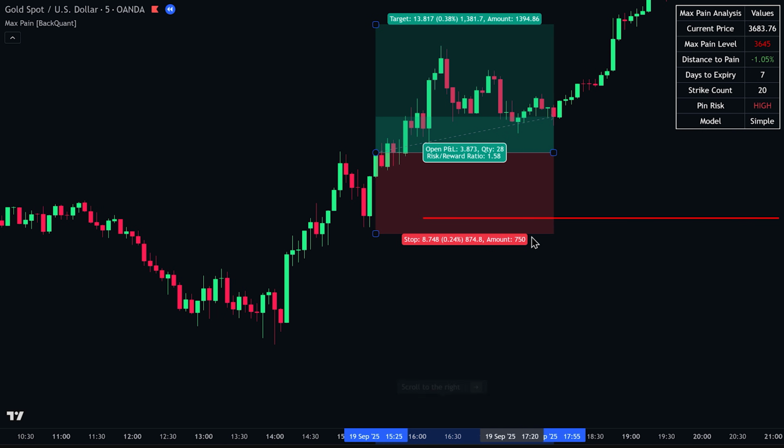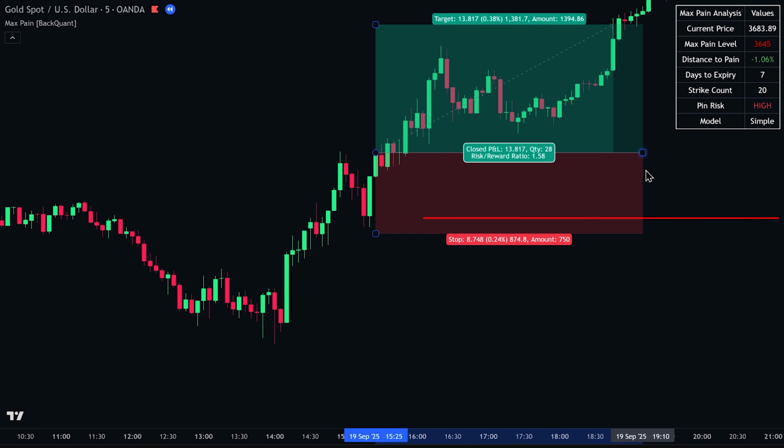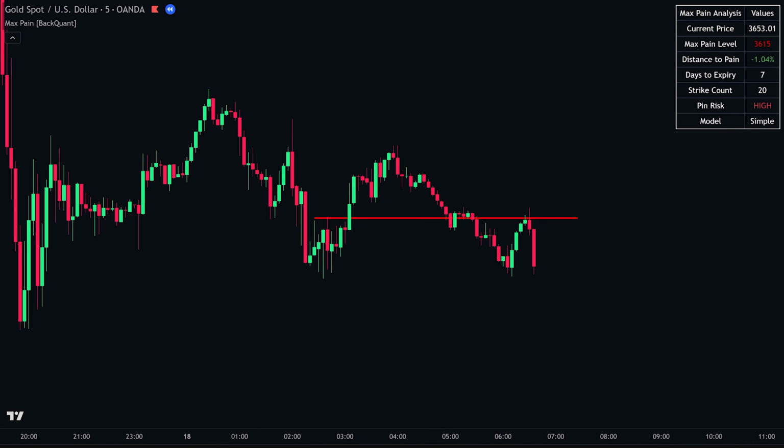When this setup works correctly, price often bounces cleanly off the retested max pain line and continues trending higher as expiry pressure fades. For a sell trade, the logic is the same, but flipped. You want to see price breaking below the red max pain line with a strong bearish candle. That tells you the max pain level has switched from support to resistance.